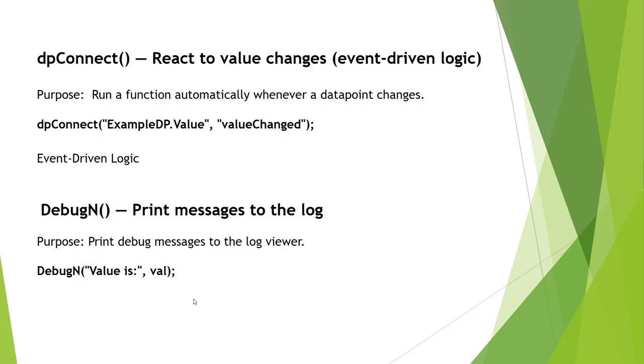Next one is dpConnect. This function is very important. It reacts to value changes, this is event-driven logic. It runs a function automatically whenever a data point changes, okay? Here is dpConnect, with a value change on the example dp value, this dpE, okay? This is event-driven logic. This is very important. We use dpConnect every time.